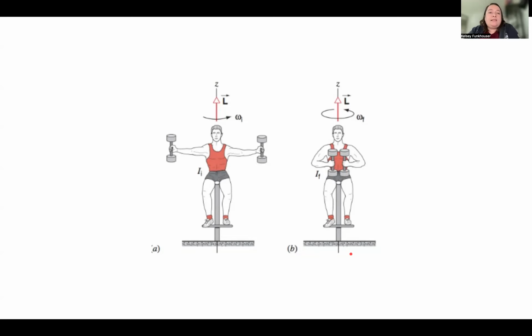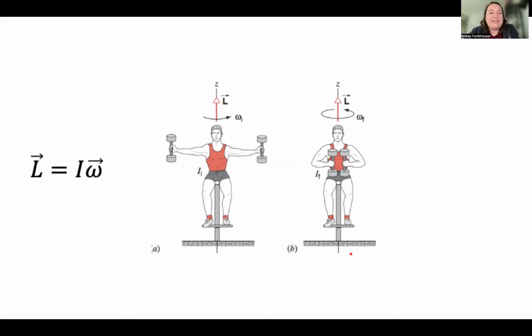So let's imagine this situation. A weightlifter is sitting on a spinning stool for some reason. Initially, they hold the weight all the way out. So they hold their arms all the way out, and they move with some initial angular velocity. But then they pull their arms in and spin really fast, or their angular velocity increases. But if there are no external torques acting, that means that angular momentum is conserved. So how is this possible?